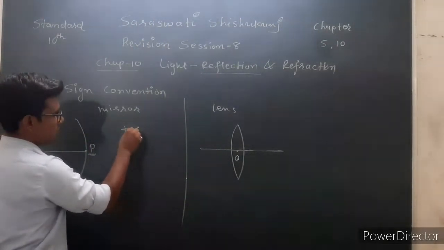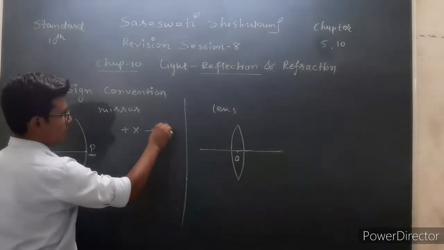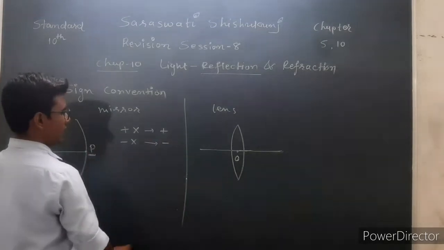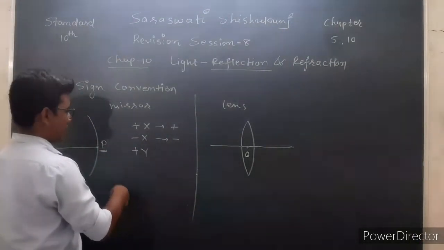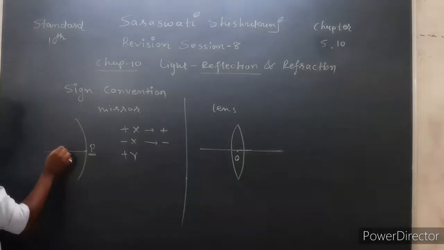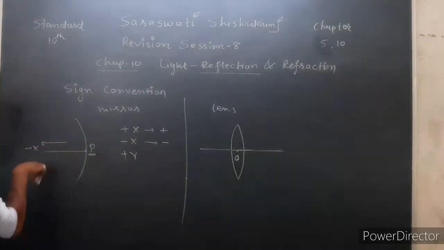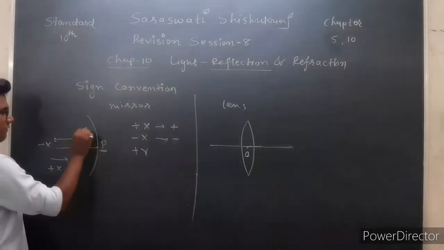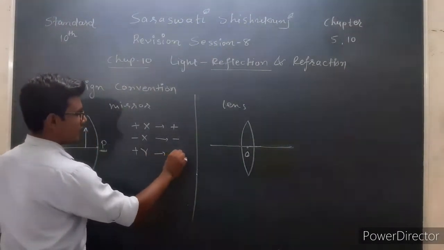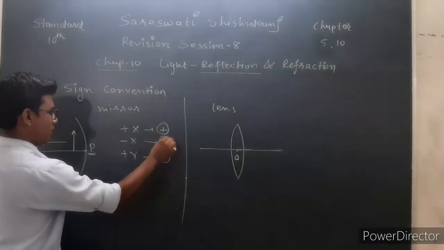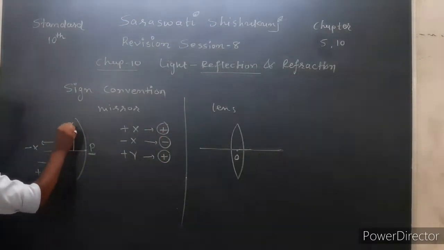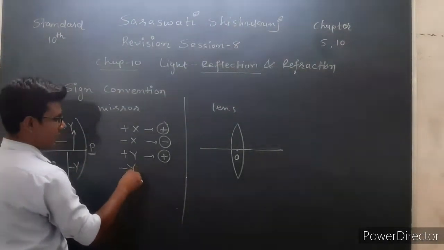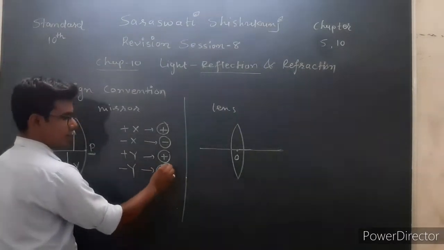If you have positive x direction, it will be positive. If it is in negative x direction, it will be negative. If it is in positive y direction, means, see, this is our negative x direction, this is our positive x direction, and in the upward direction, that is positive y. So in that case, it will be positive. And if we talk about the downward direction, that is our negative. So in negative y direction, the term will be negative.